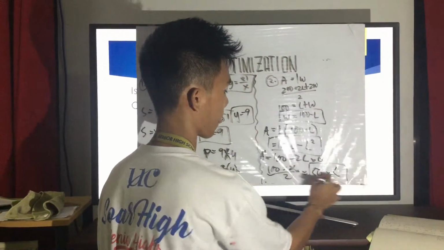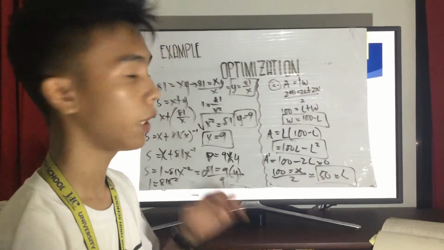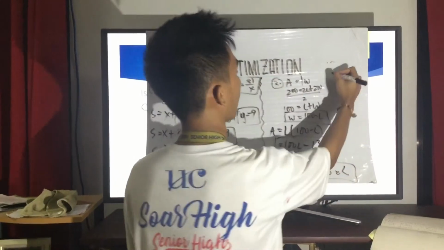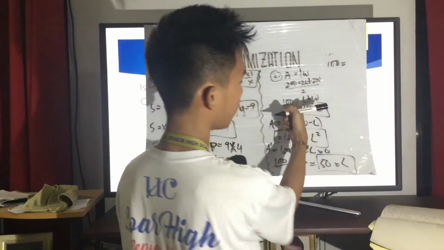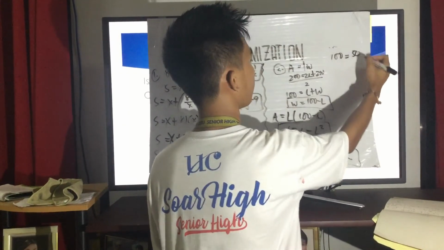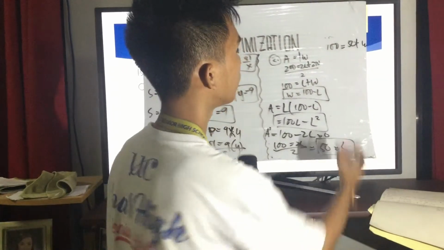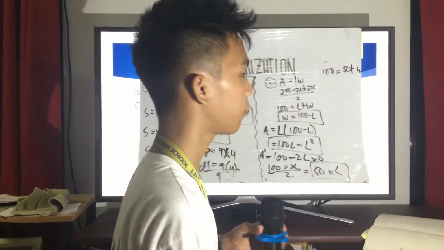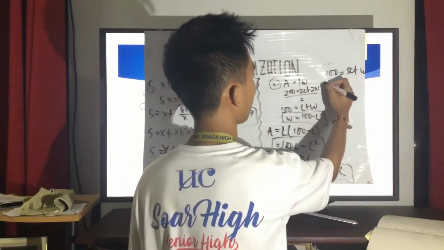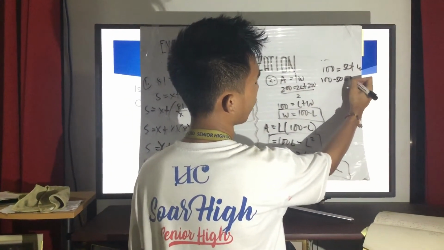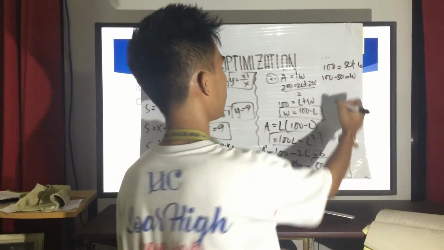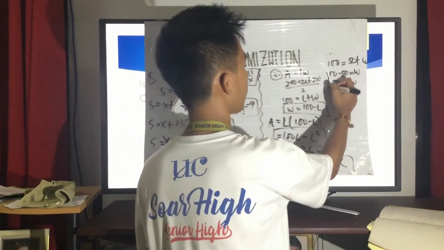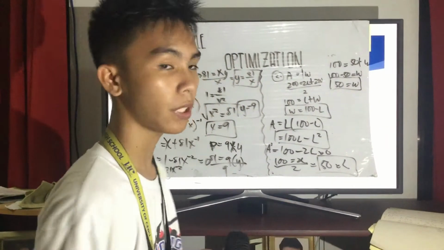Now that we have the value of L, we can get the value of W. From this equation, 100 is equal to L, the value of L is 50, right? So 50 plus W. And then we will transpose the value of L to the 100 side. So 100 minus 50 is equal to W. 100 minus 50 is equal to 50. 50 is equal to the value of W. So our two numbers are 50 and 50.